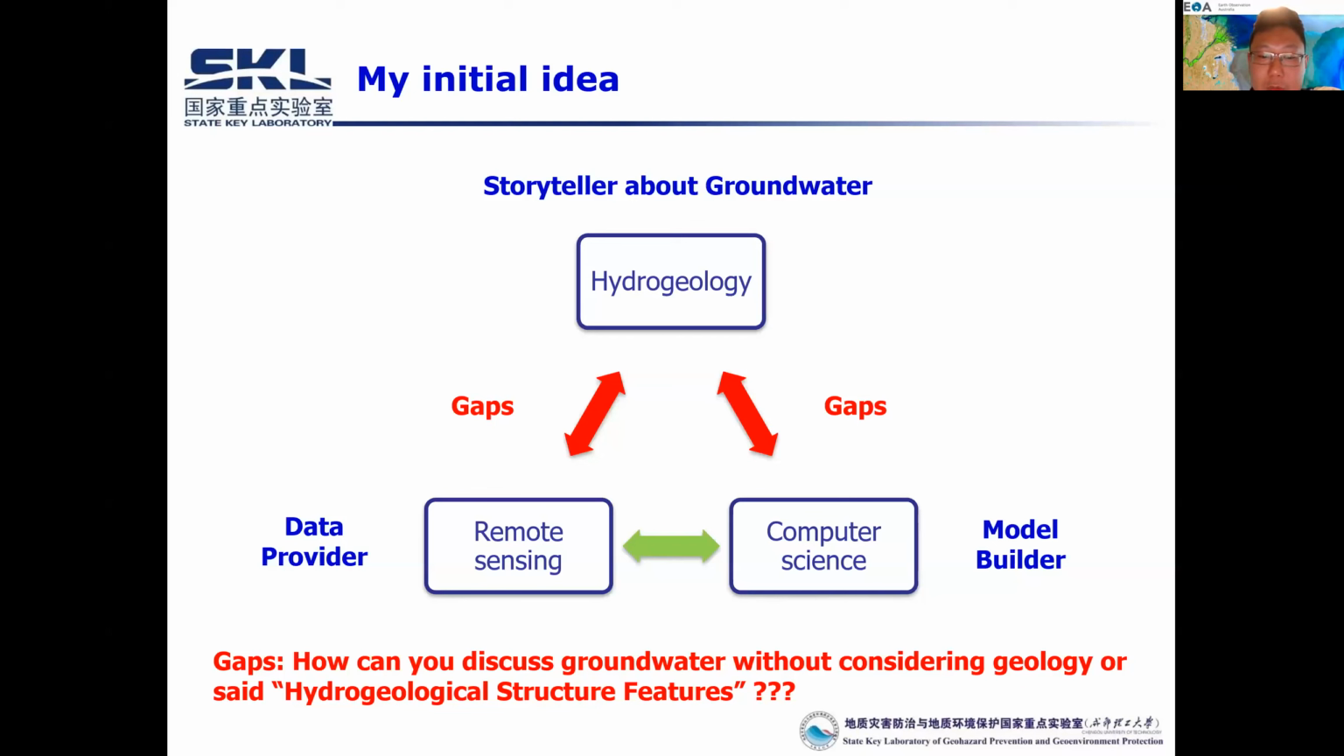But later, when I tried to dig deeper, I found there are some gaps. The most frequent question I was asked by some traditional hydrogeologists is, how can you discuss groundwater without considering geology or hydrogeologic structure features? At that time, I could not answer this question because I knew they were right. Now we can see so many remote sensing publications usually talk about groundwater change and how it moves based on just grid signals or models without involving any hydrogeologic structure feature. This is somehow ridiculous to hydrogeologists. I know this because my bachelor's degree is in geology, so I can understand why they say that. So in the next part I'm going to introduce some very basic concepts of hydrogeologic structure features.